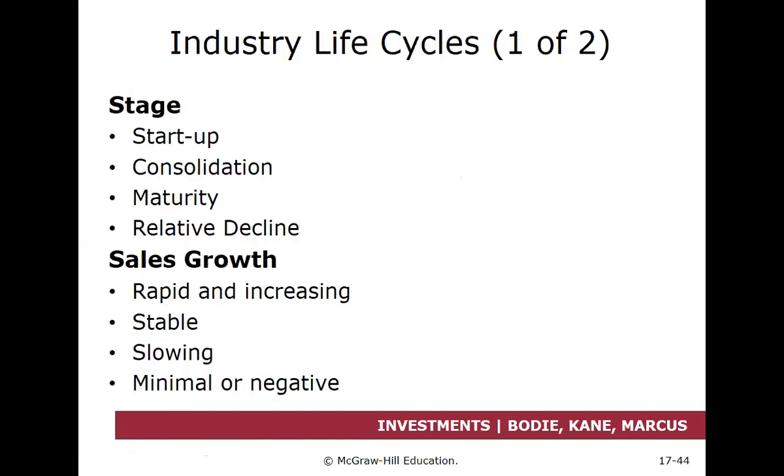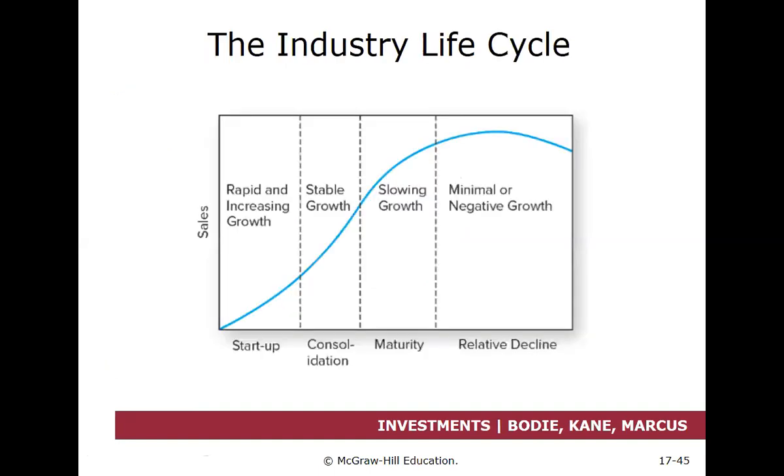Industry life cycle. We now discuss the industry life cycle. The stages are startup, consolidation, maturity, and relative decline. Sales growth is rapid and increasing, then stable, then slowing, and in the end minimal or negative. Take a look at this picture. Startup is rapid and increasing growth of sales. Then in consolidation, sales are stable. Then growth slows. Then sales decline, or we go toward a decline level, or we can say negative growth.